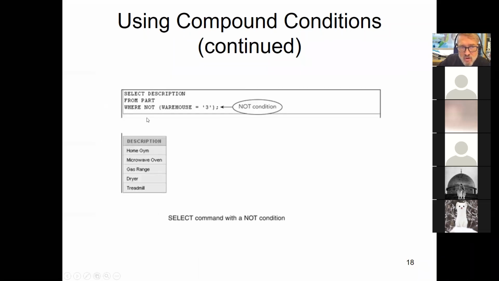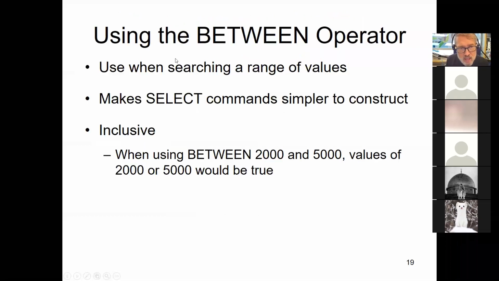Now NOT, we can use NOT in a compound condition. What NOT will do is give us all the values where the thing that we're saying inside these brackets is not true. In other words, these would be all of the things where the warehouse was not 3, like where warehouse was 1, 2, or 4 or whatever.